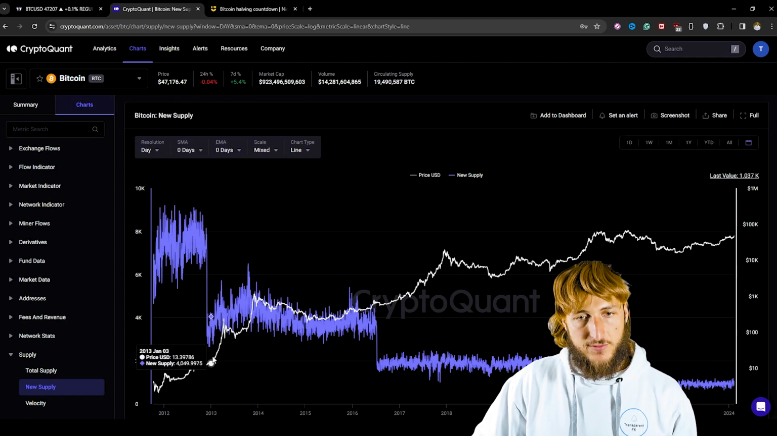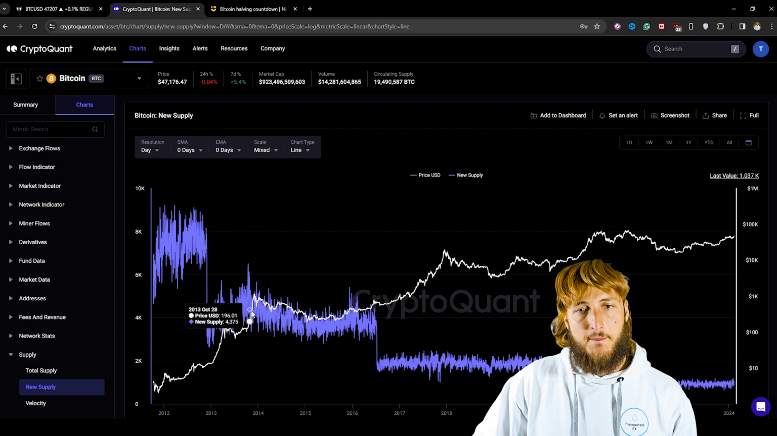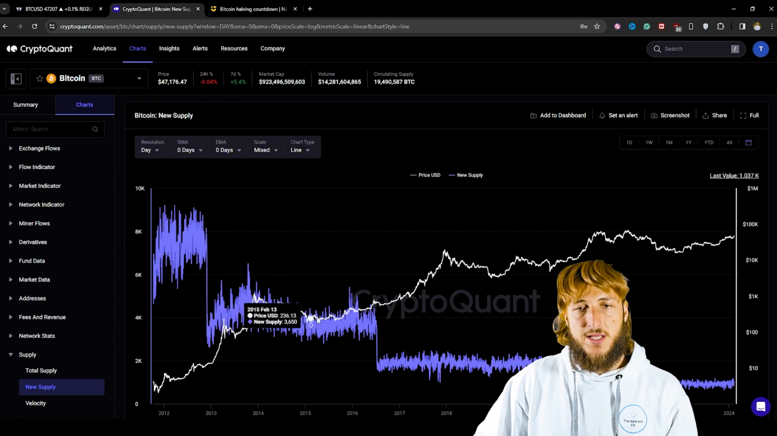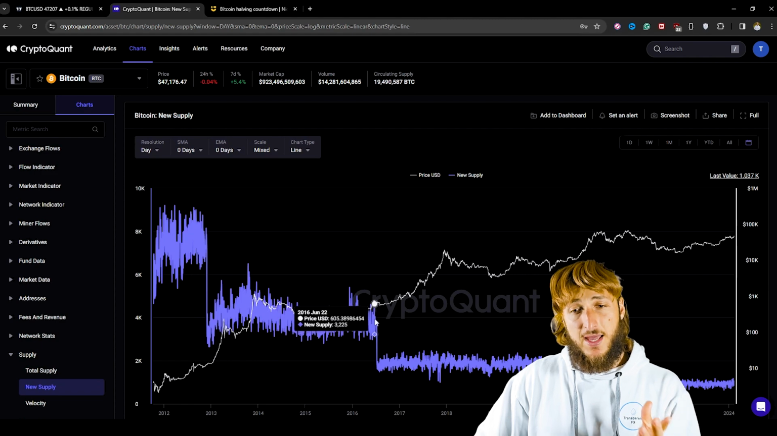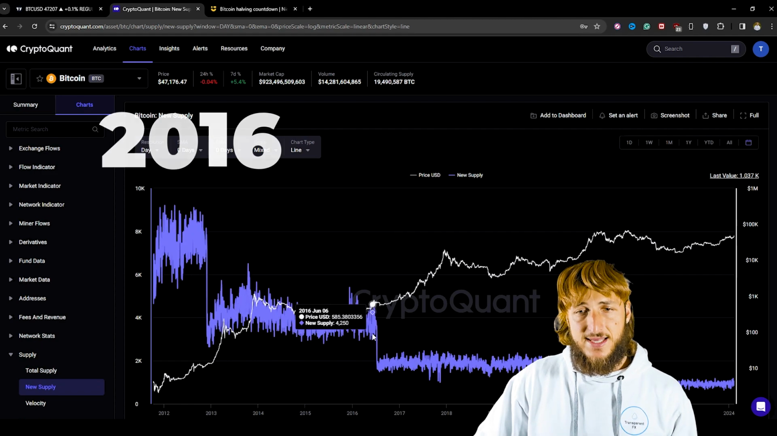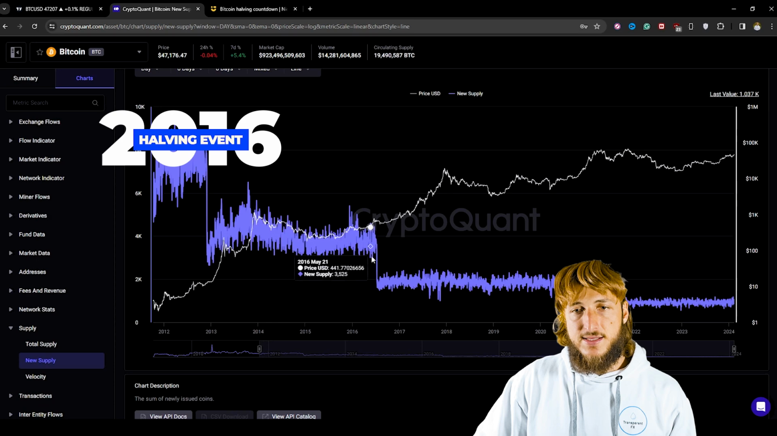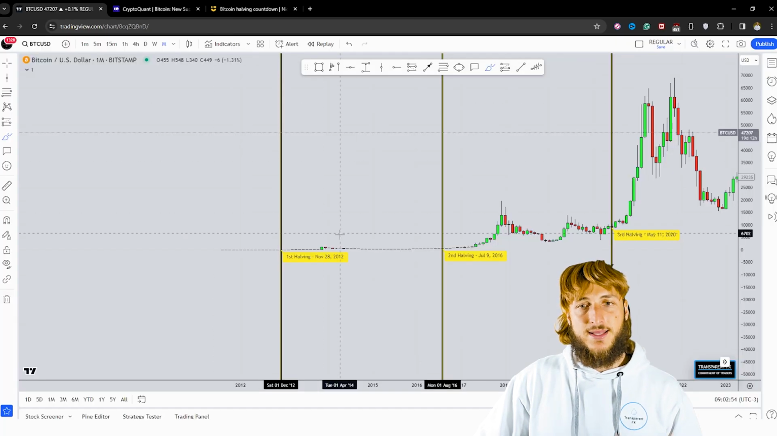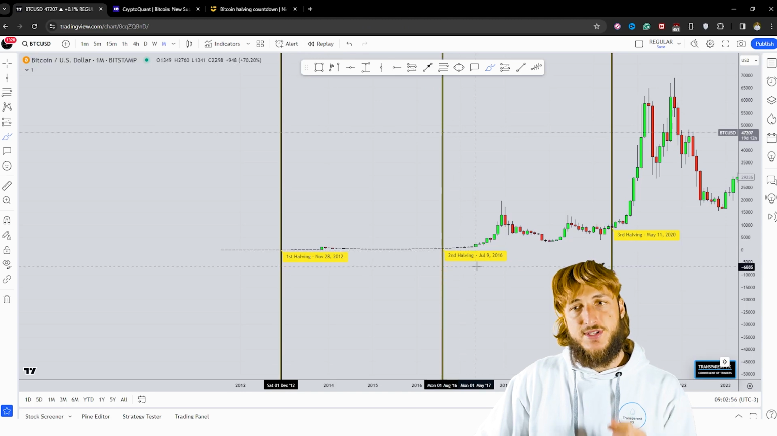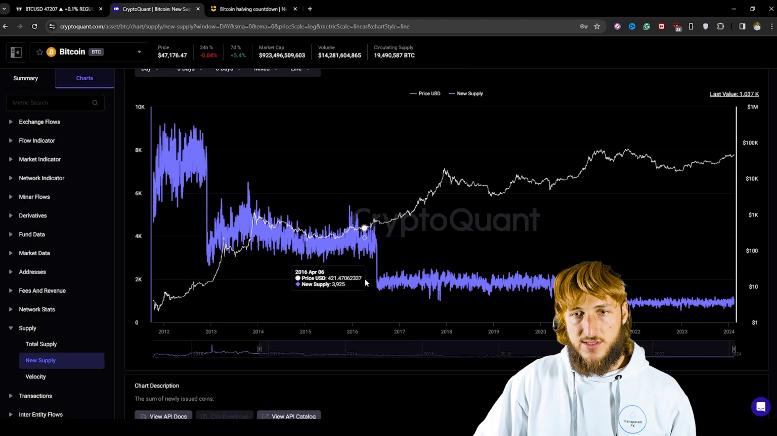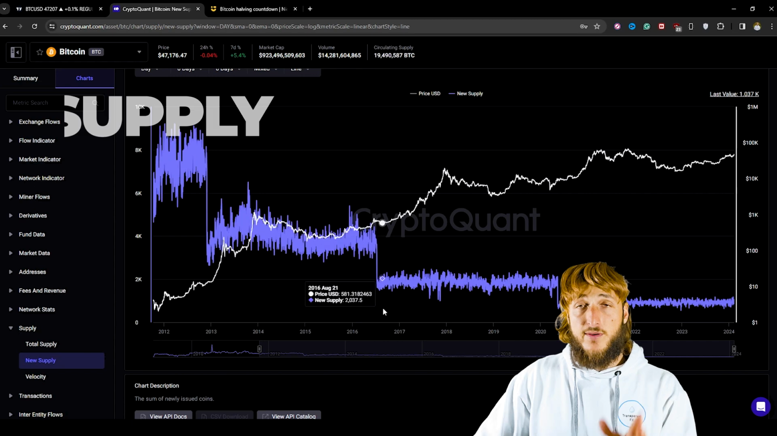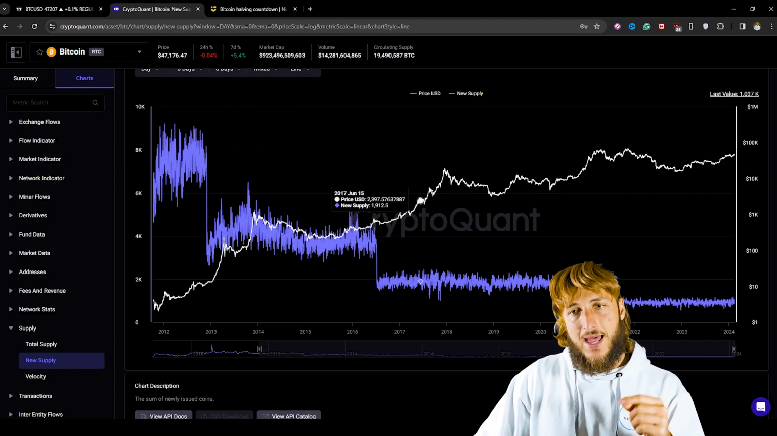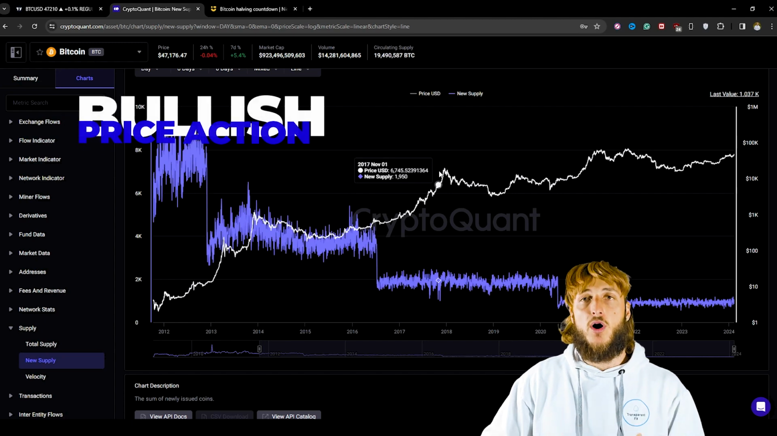And what we can see afterwards, as you can see here from the price, we had a massive move to the upside. Then we had the new supply emitted into circulation, more or less remaining the same. Then we had the second halving, and you can see here this massive drop once again. And we can see that that was perfectly here on the second halving in 2016. You can see here 2016, second halving, massive drop in the new supply emitted into the market and massive rise of the price, right?